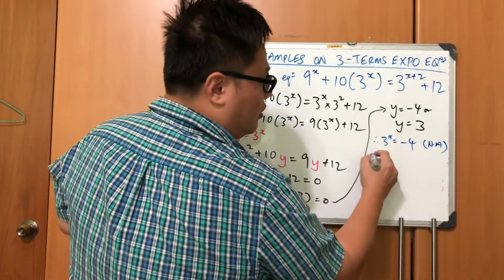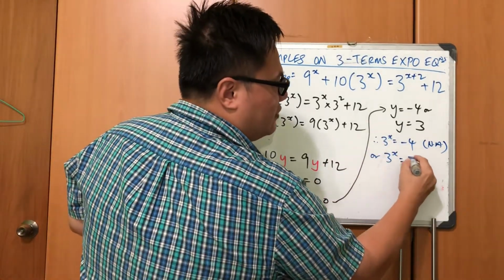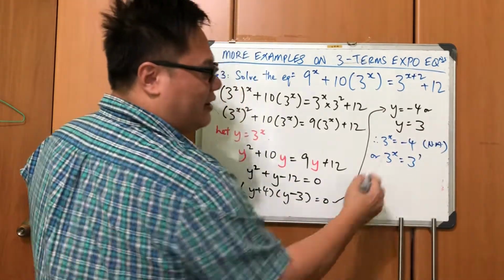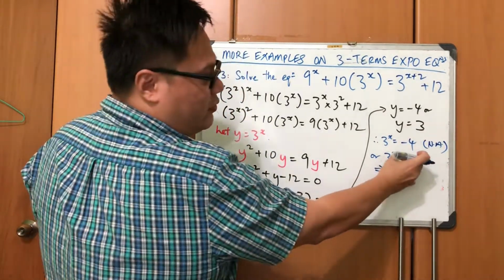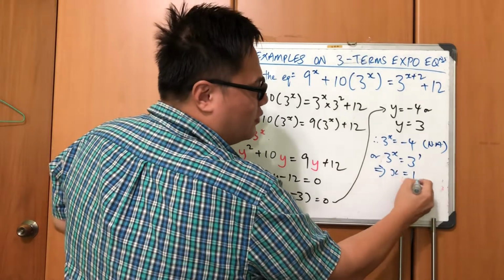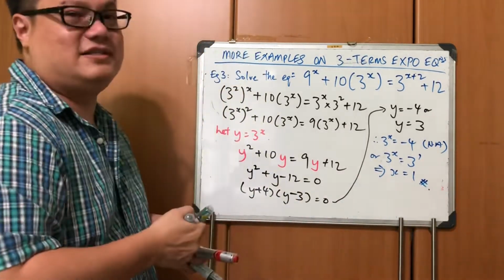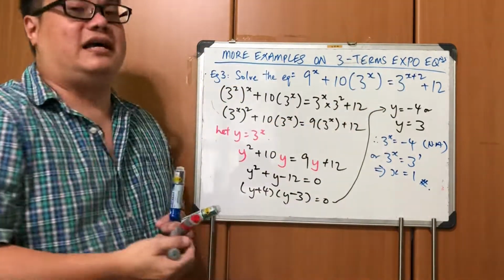So we continue, or 3 to the power x equals 3, right? 3 is the same as 3 to the power 1, right? You can equate this, make the base the same, equate the power, so x equals 1. There you go. So x equals 1 is the answer to this exponential equation.